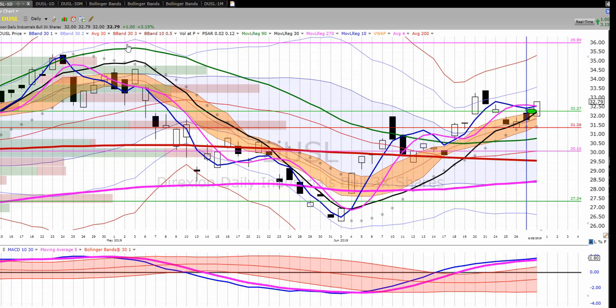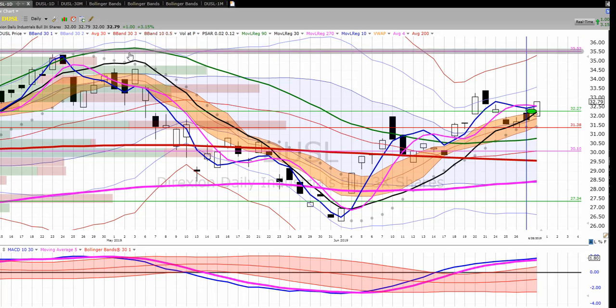I think the peak of the RL90 and the all-time swing high, that's our target to the upside. I would go short that if that fails.